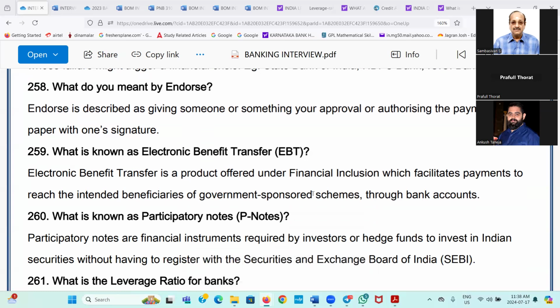259. What is known as electronic benefit transfer (EBT)? Electronic benefit transfer is a product offer under financial inclusion, which facilitates payment to reach the intended beneficiaries of the government-sponsored schemes through bank account.